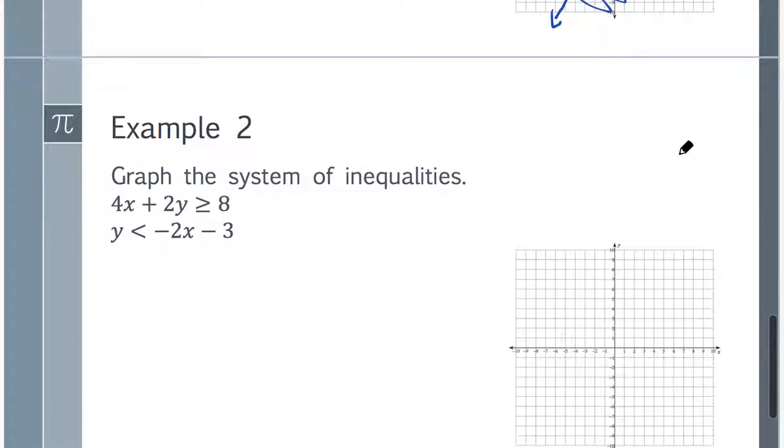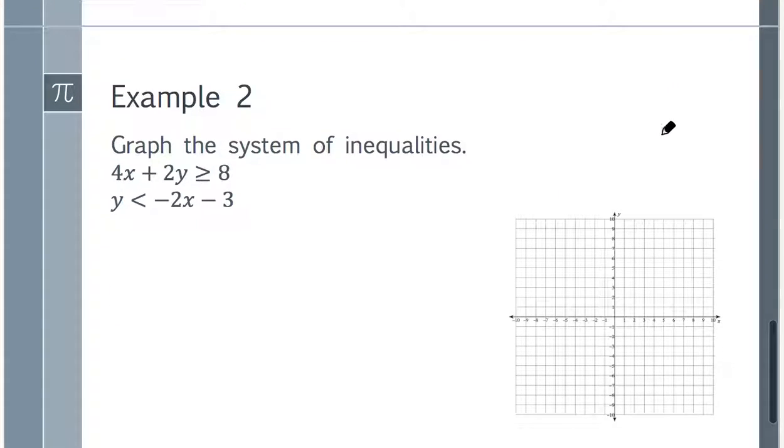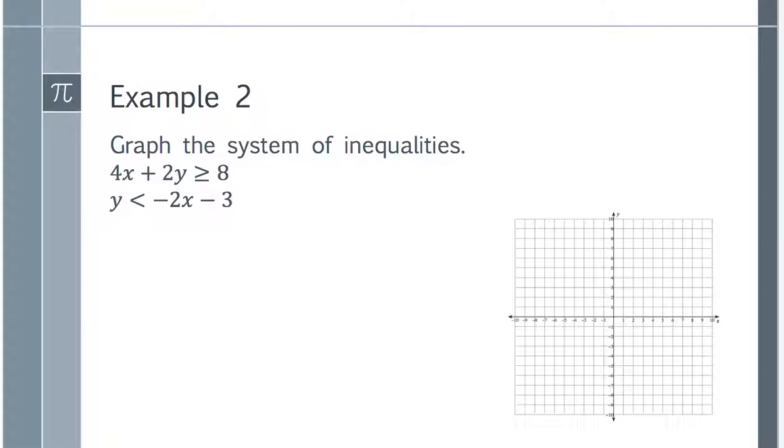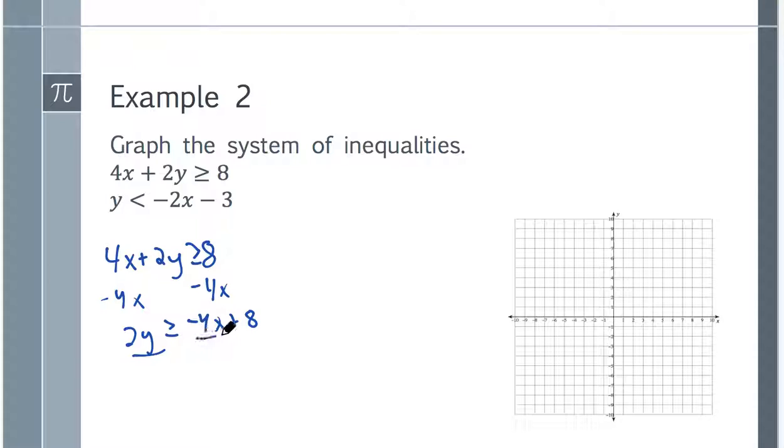Moving on to example 2. Let's try it again. Let's graph the first equation. For this one, before we graph it, you could use the intercept method, but some of you like to solve for y, so let's do that. We subtract 4x from both sides, so we have 2y is greater than or equal to negative 4x plus 8. Divide everything by 2, so we have y is greater than or equal to negative 2x plus 4.